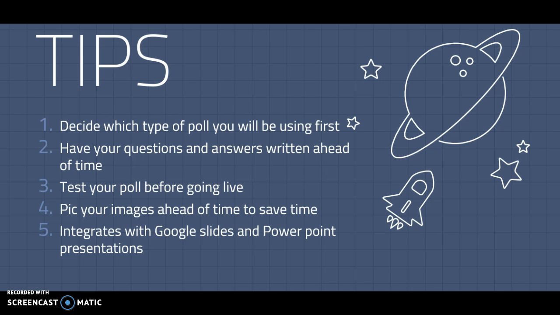Here are some tips when using Poll Everywhere. Decide which type of poll you would like to be using first, if you want a multiple choice, a word cloud, survey, questions and answers, and so on. Have your questions and answers written ahead of time. You'll save yourself a lot of time doing this ahead of time. Always test your poll before you go live. That way you can see how it looks and if the answers work correctly. Also pick your images ahead of time to save some time. And remember, Poll Everywhere integrates with Google Slides and PowerPoint, so it makes it very easy to include in a PowerPoint presentation.